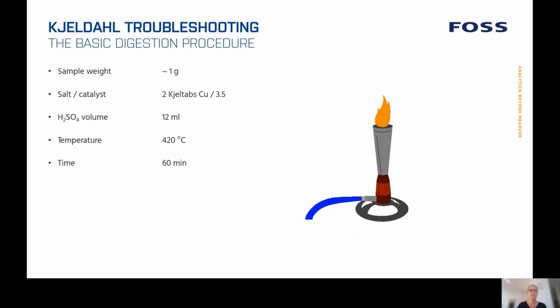The basic digestion procedure is to use 1 gram sample, the salt, 2 KJELTABs, that is a salt and a catalyst, and sulfuric acid, 12 milliliters. The temperature in the digestion block is 420 degrees, and the boiling time is 60 minutes.